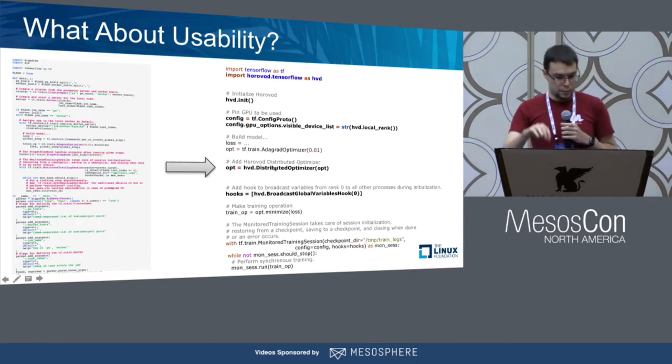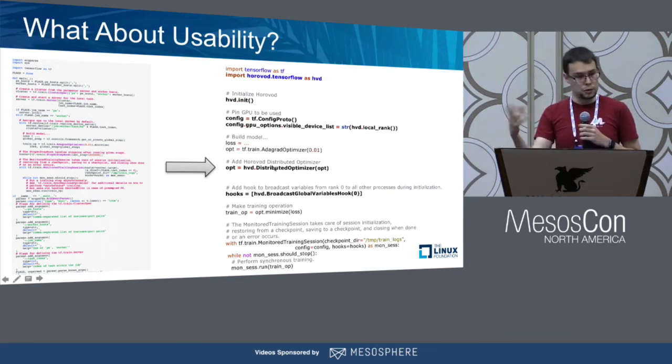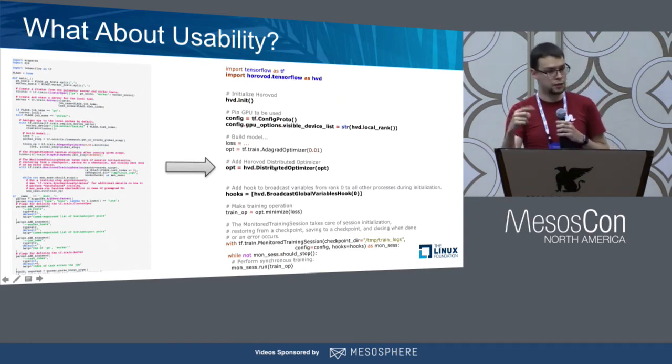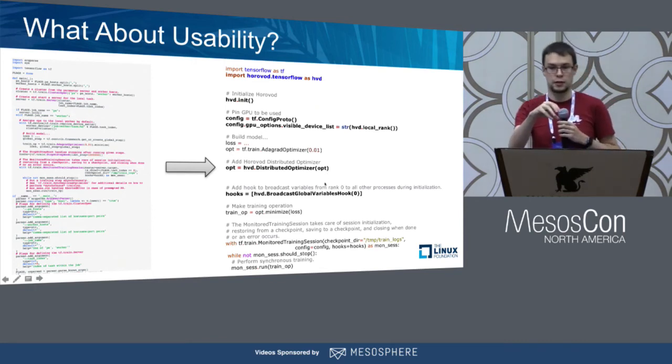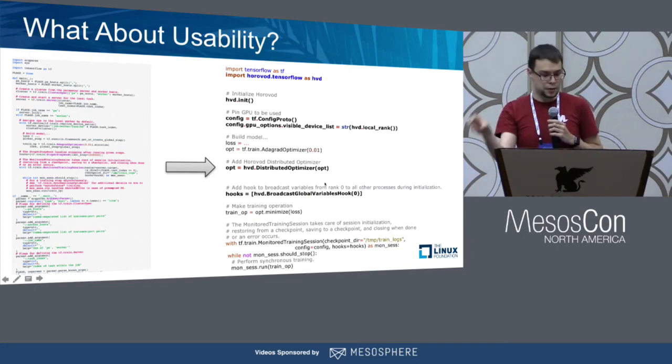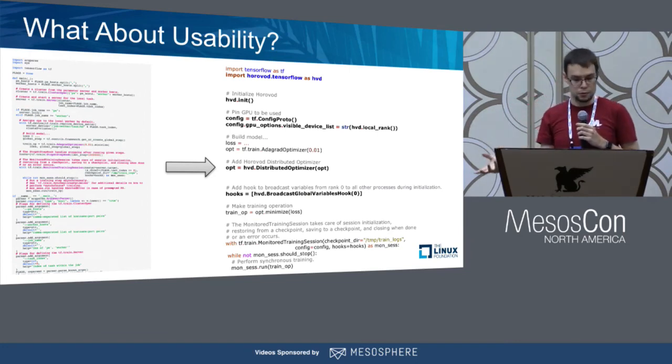Then you wrap your optimizer with the distributed optimizer, which is going to take care of collecting the gradients and then averaging them. And then the last part is initialization. When everybody does an initialization, let's make sure that all of them start with the same values.